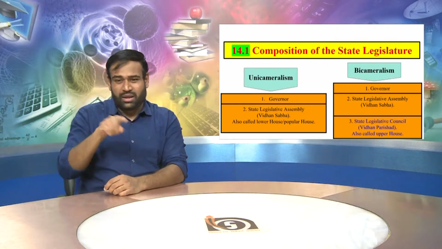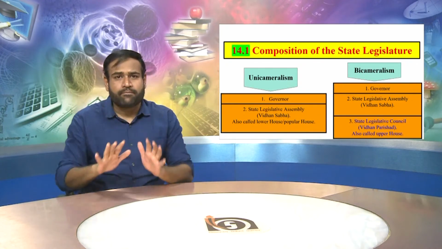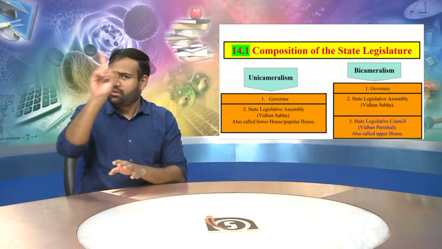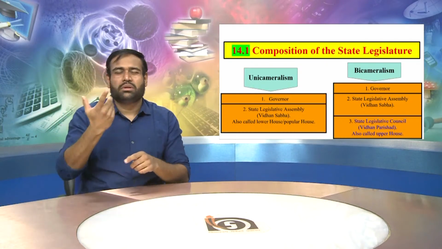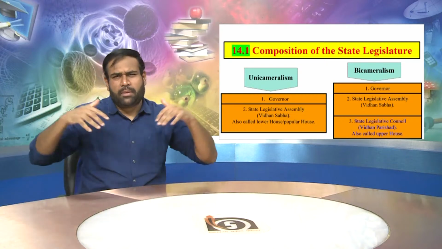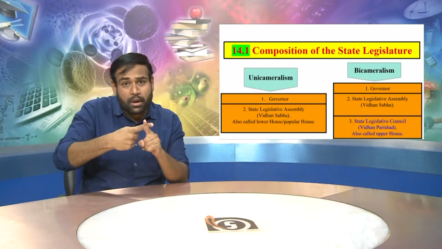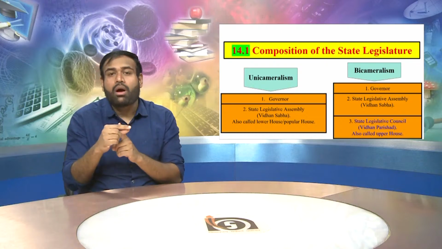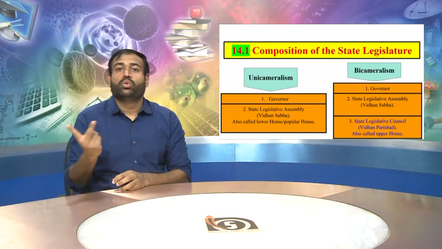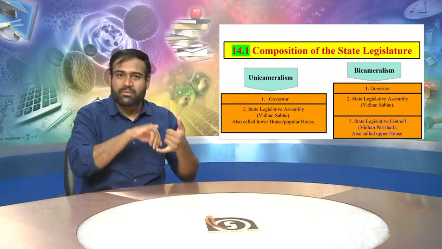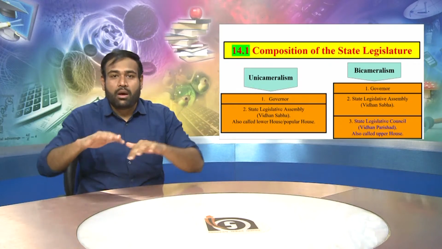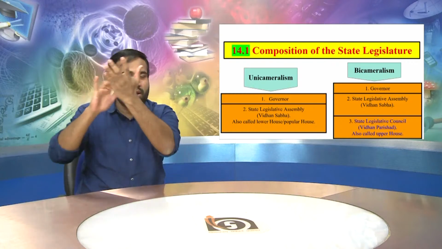The next word is bicameralism. In this, they have the governor. Next, the state legislative assembly or Vidhan Sabha, and third, they have the state legislative council, or we can call that Vidhan Parishad, also called the upper house.